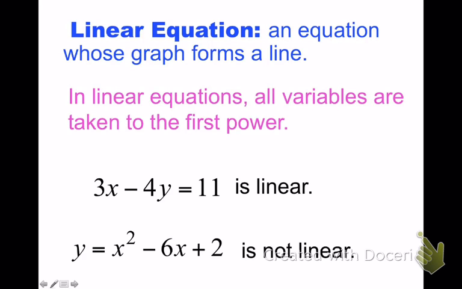Here's another equation. This one is not linear. So let's think about what makes this equation not be linear. Going back to the definition, everything has to be to the first power. In this case, the second equation has a little 2 power, so it's squared. That means it's not linear. It's actually something we call a quadratic equation, which we'll be learning about later on.